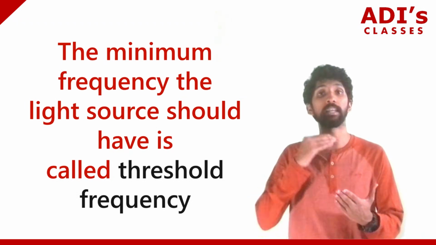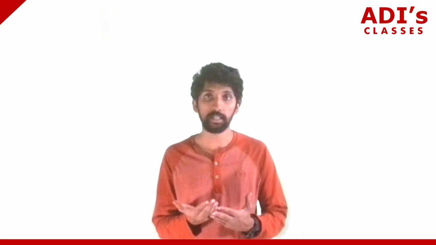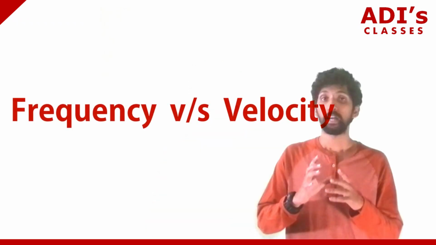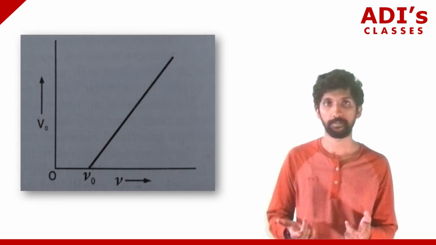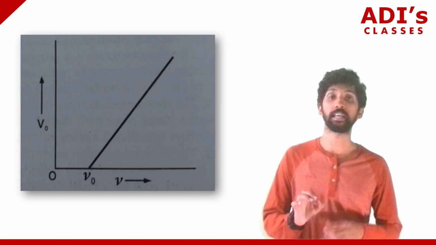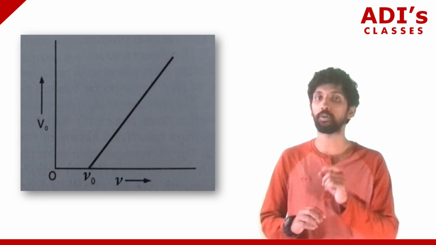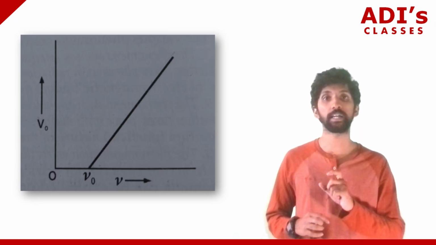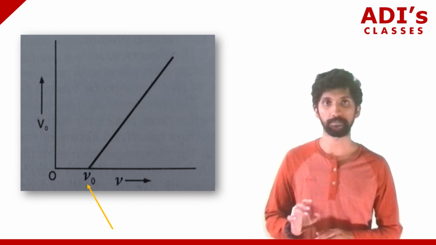Now, how much energy should the light source give? What should be the frequency? So they came up with a very important point, meaning this is like a prerequisite for the photoelectric effect to happen. So what we say is, if the frequency of the light is above the threshold frequency, only then will the photoelectric effect happen. So this minimum frequency the light source should have is called the threshold frequency.